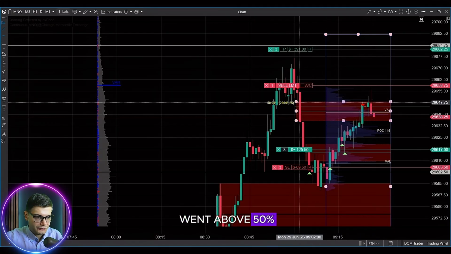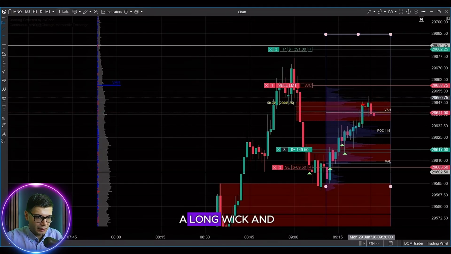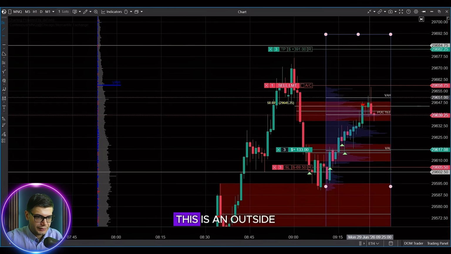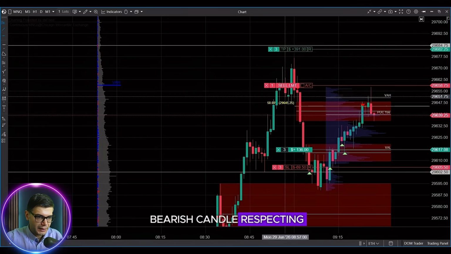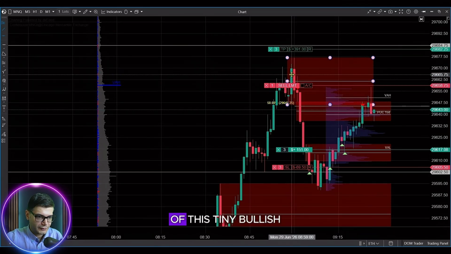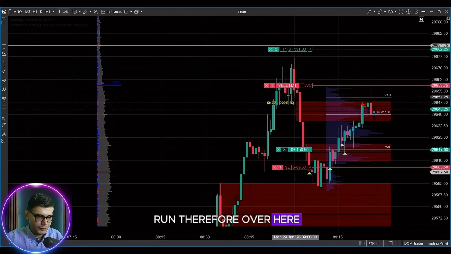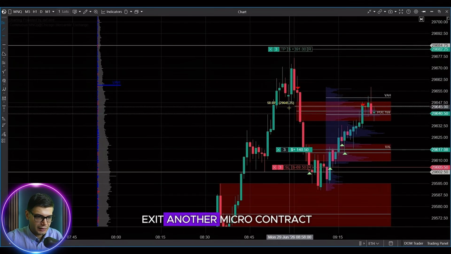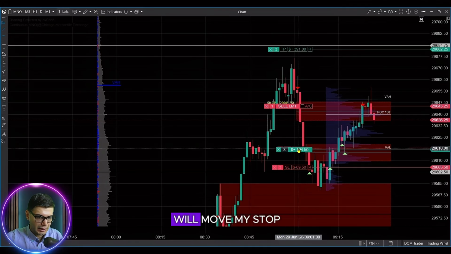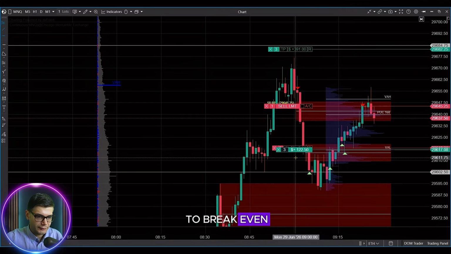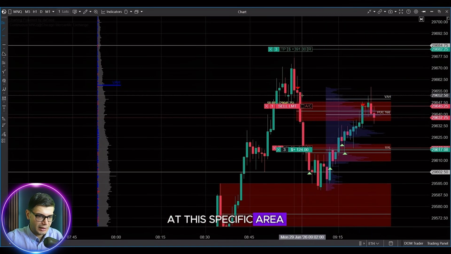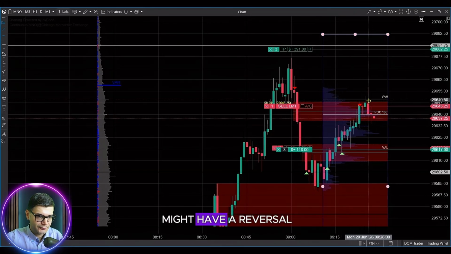NASDAQ went above 50%, but we are having a long wick and a down close candle. I don't like this structure. This is an outside bearish candle, expecting these two up close candles. It came right to the half of this tiny bullish run. Therefore, over here, I would like to exit another micro contract at 50% of the leg, and I don't want to risk it. I will move my stop to break even, because currently this candle at this specific area is telling me we might have a reversal.